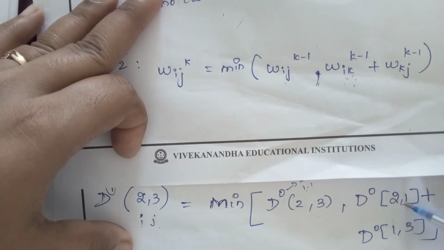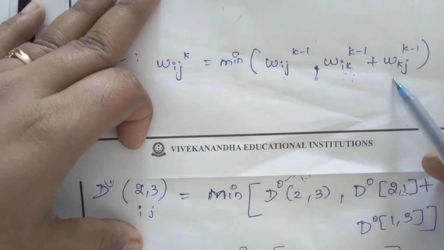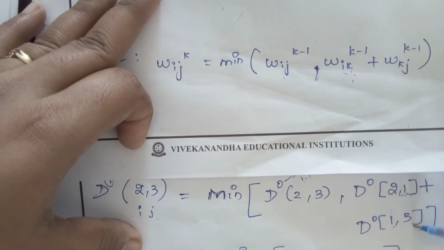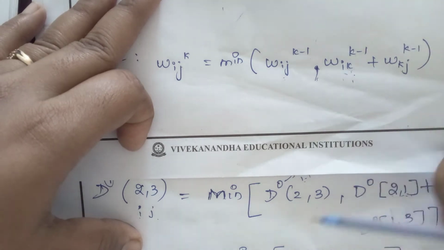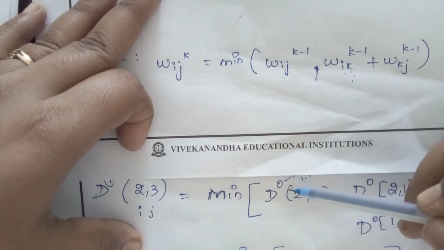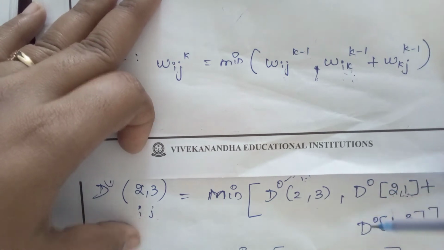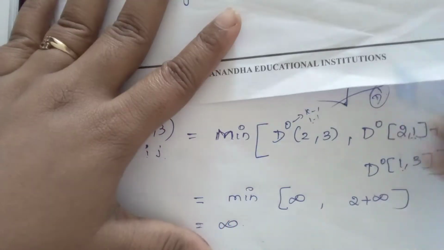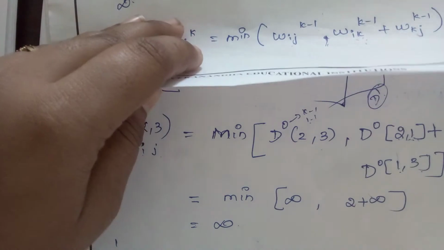Yeah, so we are returning D⁰(1,2) plus W(k,j), with k minus 1. See, the k value is 1 and the j value is 3, okay, k minus 1, same thing. Now see, D⁰(2,3), D⁰(2,1) plus D⁰(1,3) is there. Now see how we can substitute these values, how we can find out these values.